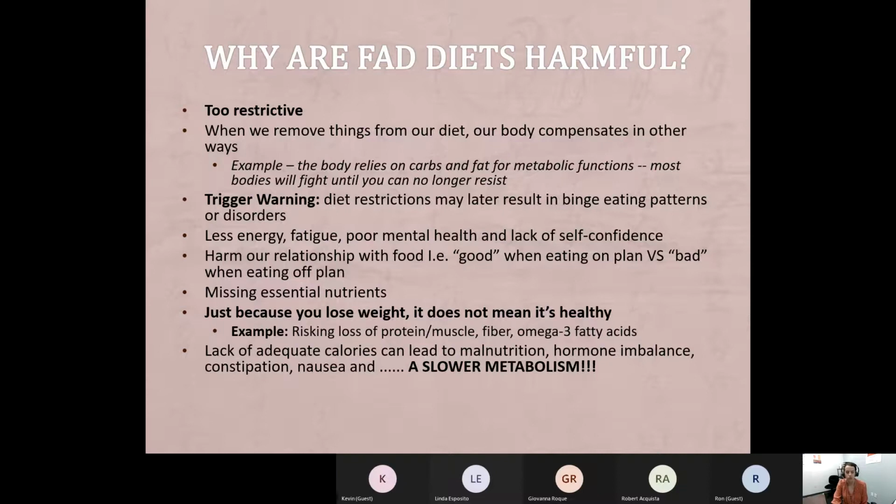Trigger warning, certain diets can lead to binge eating patterns, or if you do have a history of disordered eating, fad diets with very strict food rules can be very triggering. They can often lead to less energy, fatigue, again, mental health issues or lack of self-confidence. We feel good when we ate perfectly, or we feel like we were a bad person because we went off of our plan that day.